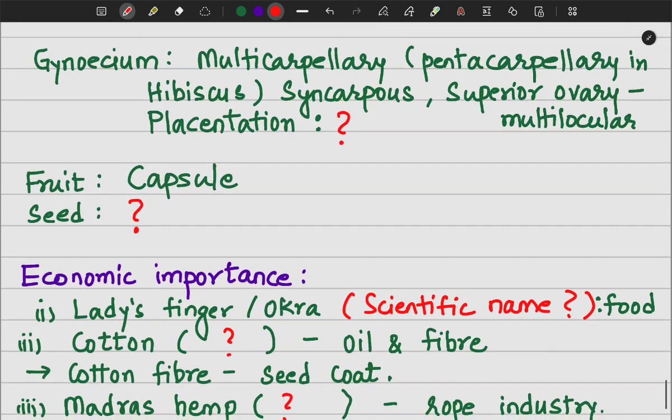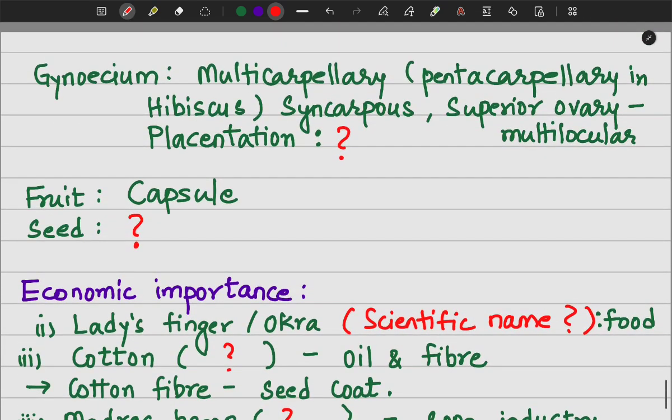Alright, then let us talk about the gynoecium. The gynoecium will be multicarpellary, so many number of carpels will be present. Alright, they will be syncarpous, so the ovaries will be fused. The type of ovary is superior and multilocular. So the ovary will have many compartments, which is obvious because it is multicarpellary and syncarpous. So all the ovaries of multiple carpels will fuse together, and each of the ovary will have its own compartment, hence it will be multilocular.